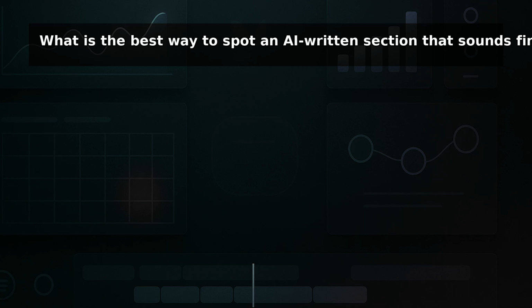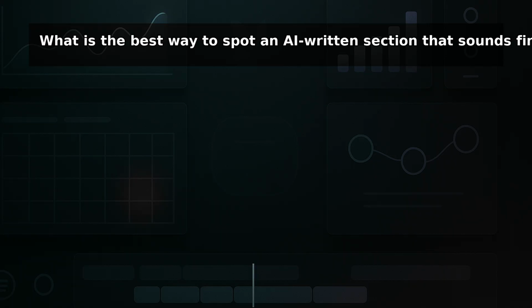I get this question all the time. Devin, what's the best way to spot an AI written section that sounds fine alone but breaks the flow of the whole video? The fastest way is to stop judging the section by itself and start judging the handoff. Here's the rule. Every section should inherit context from the last section and create momentum for the next one. If it does neither, it's probably the break.